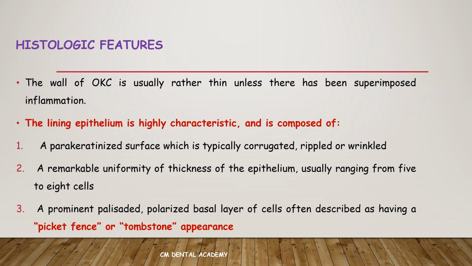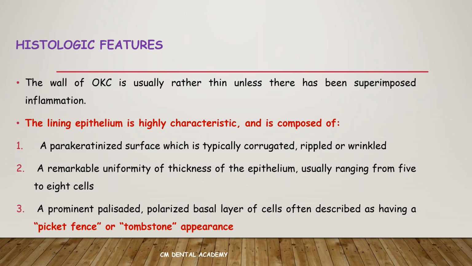A remarkable uniformity of the thickness of the epithelium, usually ranging from 5 to 8 cells in thickness. These are the very common characteristic features of the epithelium. There is a prominent palisading arrangement of the cells, with polarized basal cells often described as a picket fence or tombstone appearance.